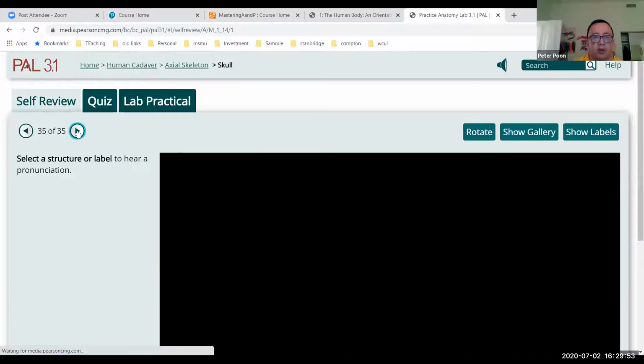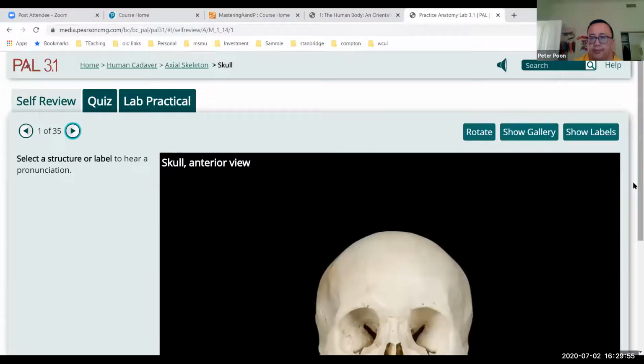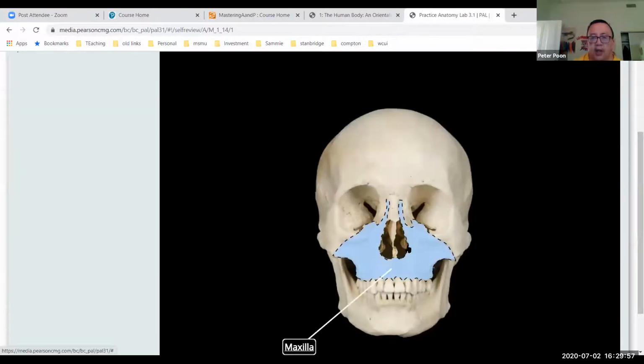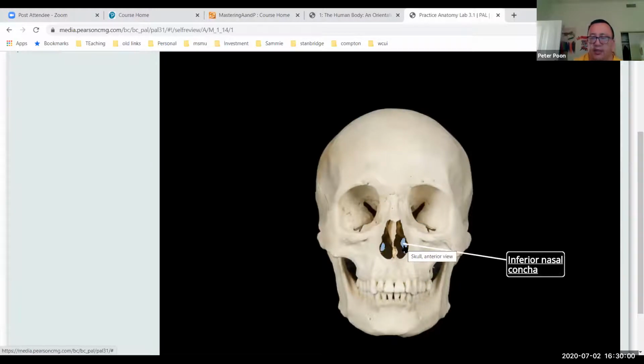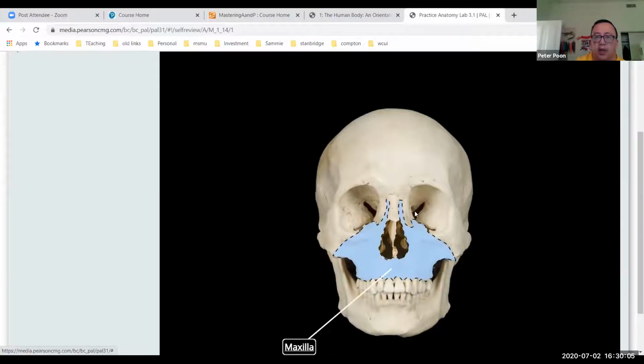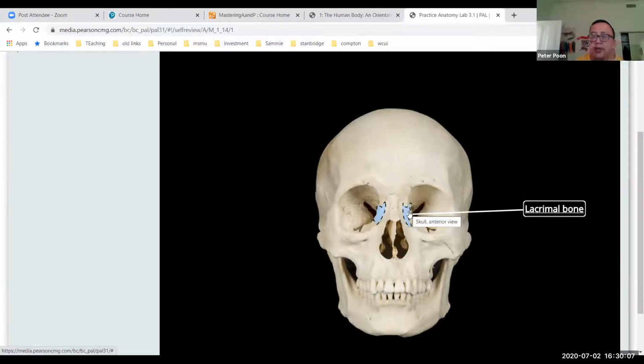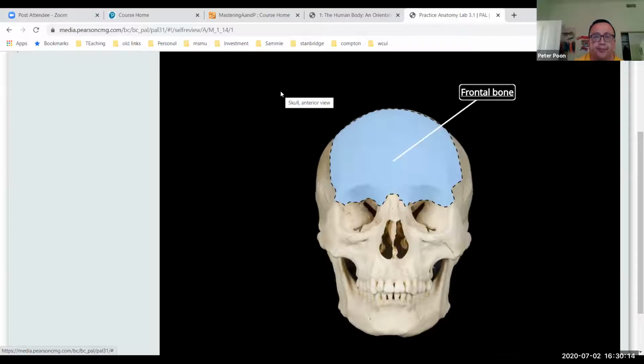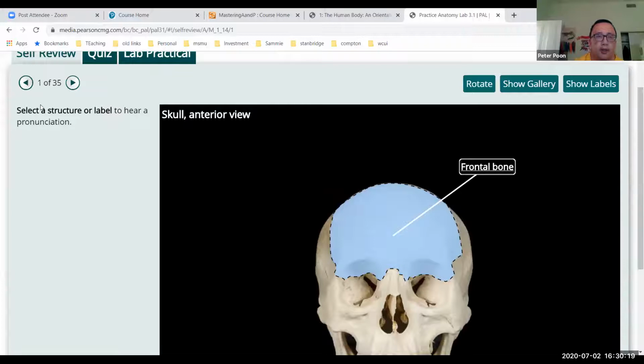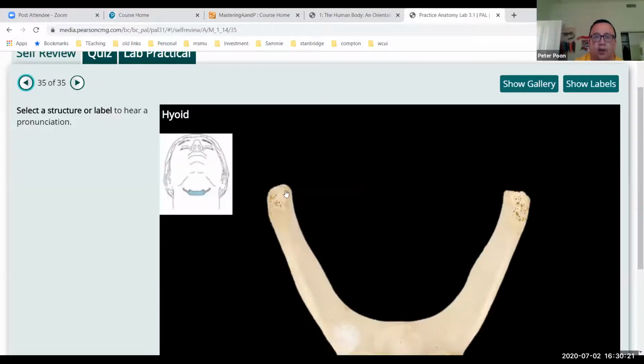Orbit, hyoid, anterior view of the skull. So here you can see the inferior nasal concha. That is the other bone that I was trying to show you. Here are the lacrimals. Those are the little bones inside the eye, by the tear ducts. Next, the last one I want to show you, the hyoid. This is the hyoid. You don't have to know the parts of the hyoid.